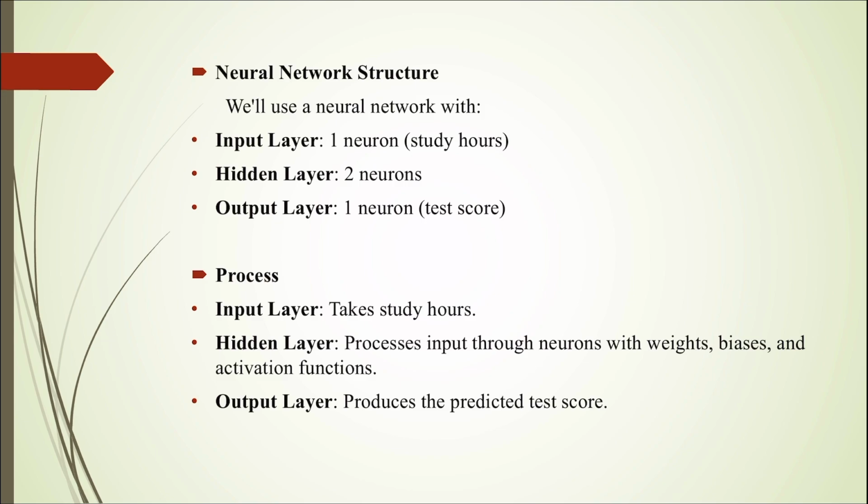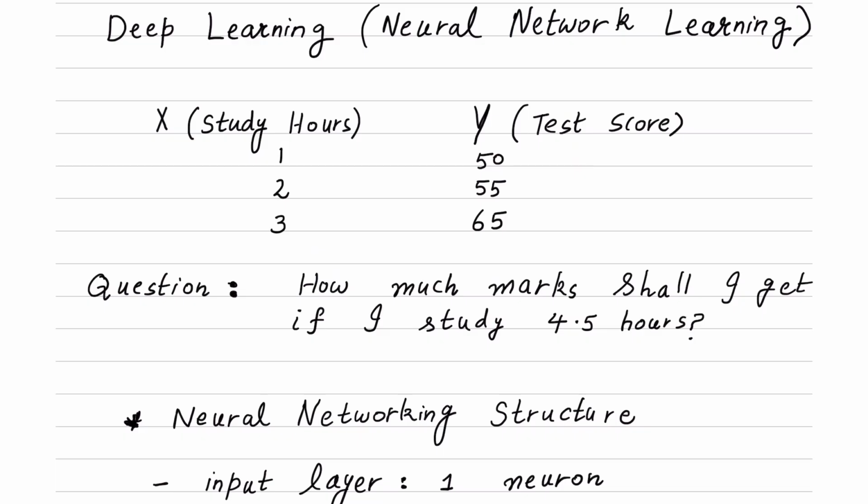So two are the main layers, that is the input layer, which is the input, that is the study hours, and the last layer is the output layer, which produces the predicted test score. That is the answer that we want, that for 4.5 hours what would be the predicted test score. In between the input layer and output layer, the actual process of neural network learning happens, and it utilizes weights, biases, and activation functions. Let's try to understand the mathematics behind neural network learning.